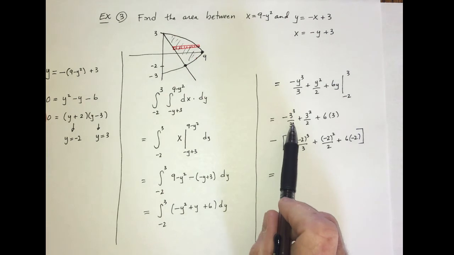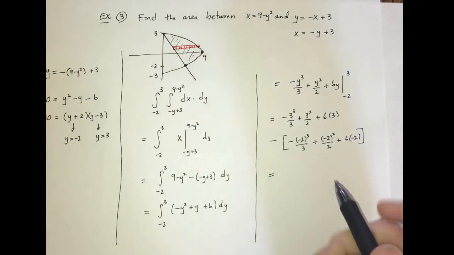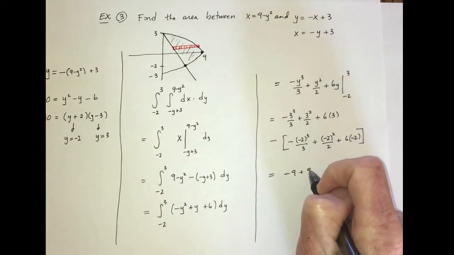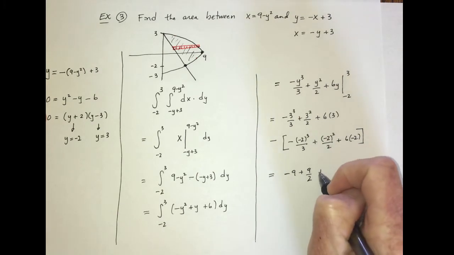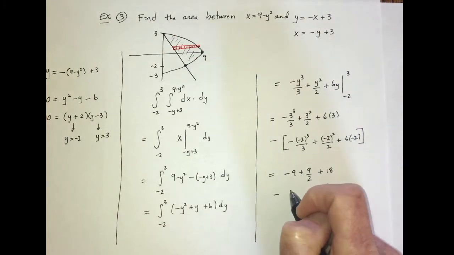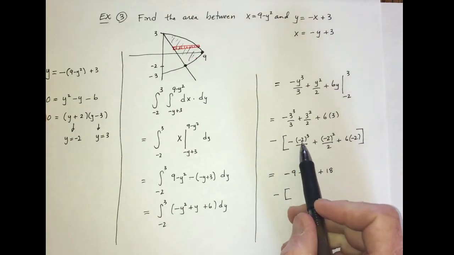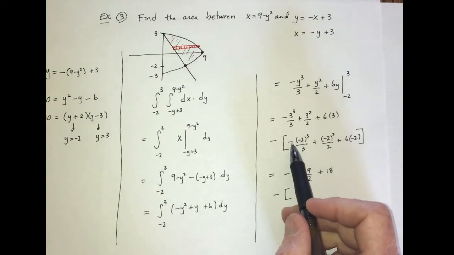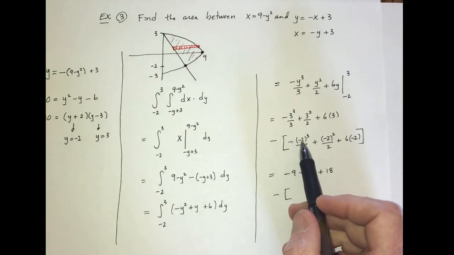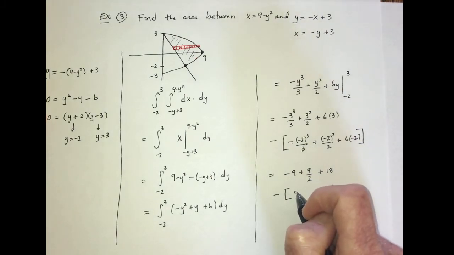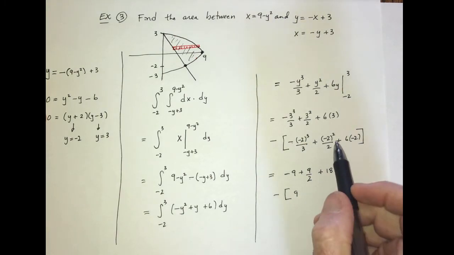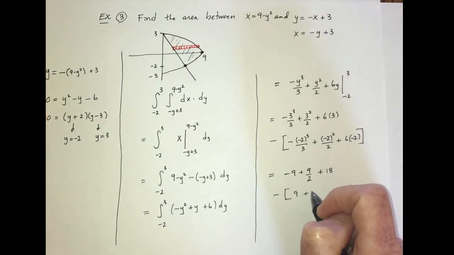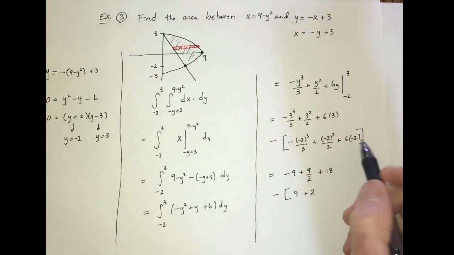So this would be 27 divided by 3. That's going to be negative 9. This will be 9 halves, and that's an 18. And then minus, so this is going to be negative 27 divided by 3. Well, actually negative 27, and then another negative is going to be positive. So this is going to be 27 divided by 3 is 9. And then this is going to be 4 halves, so that's just a 2. And then this is going to be a negative 12.